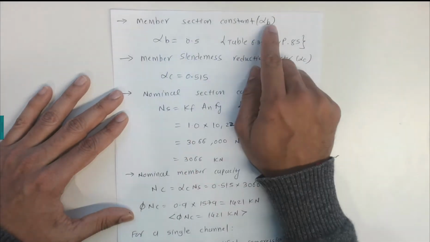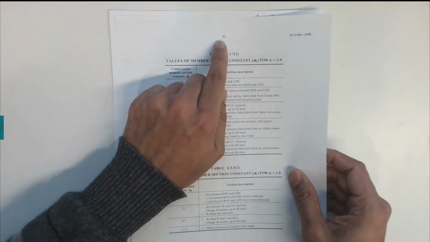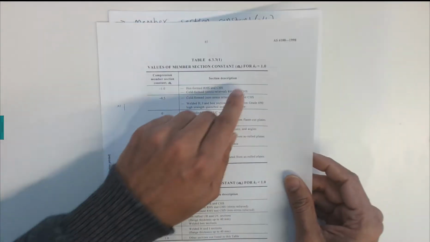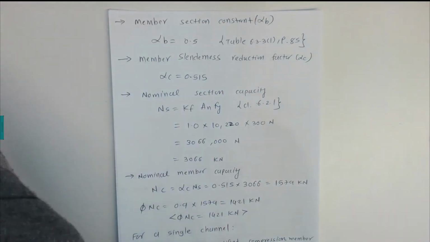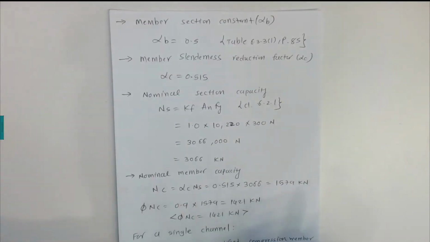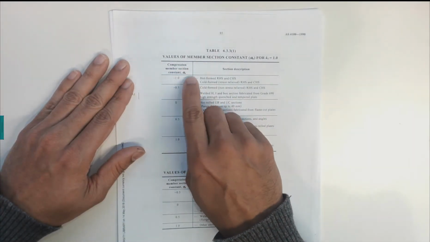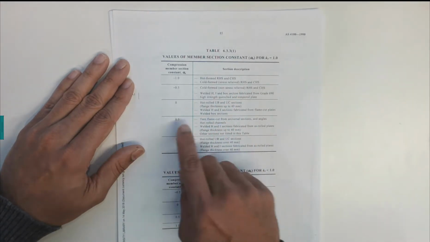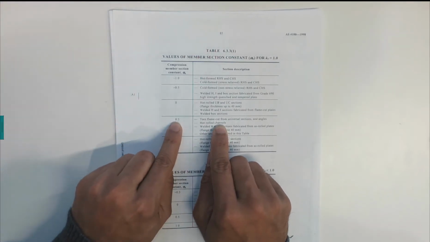Now the member section constant alpha b is 0.5, which comes from Table 6.3.3(1) on page number 85. We have two tables, one for kf equal to 1 and one for kf less than 1. In our case, the kf value that we found is 1, so we must use Table 6.3.3(1), which has kf equal to 1. In this table, the compression member section constant alpha b is given for different cross sections. In here we can find the hot-rolled channels, and hot-rolled channels have an alpha b value of 0.5.